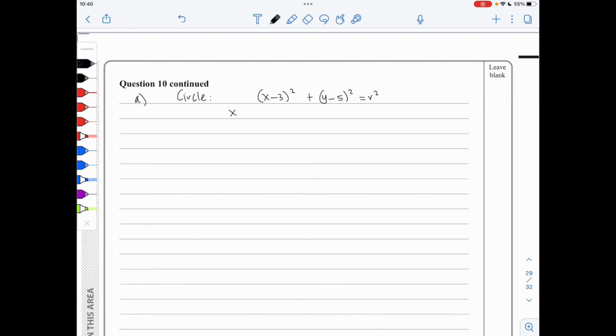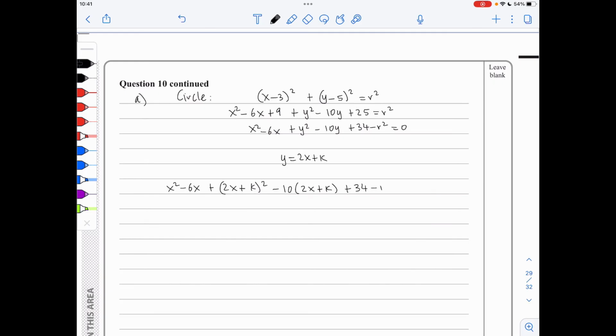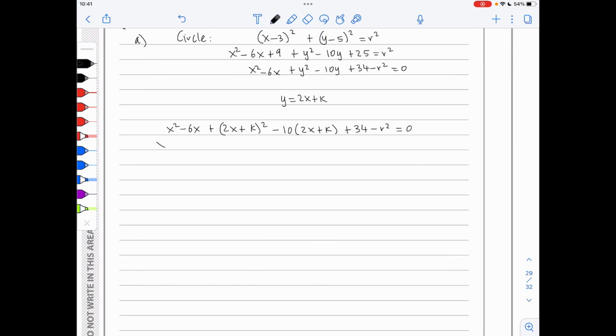I could expand this to get x² - 6x + 9 + y² - 10y + 25 = r², which simplifies to x² - 6x + y² - 10y + 34 - r² = 0. On the other hand, we've got the straight line with equation y = 2x + k, so I will be substituting y with 2x + k, leading to x² - 6x + (2x + k)² - 10(2x + k) + 34 - r² = 0. We expand this, we get x² - 6x + 4x² + 4kx + k² - 20x - 10k + 34 - r² = 0.